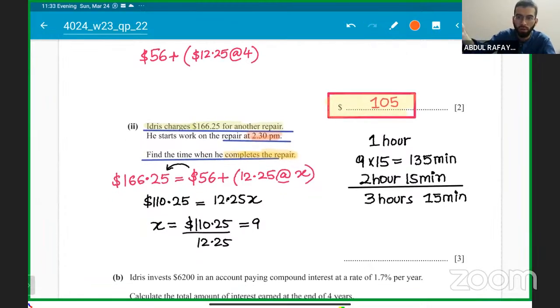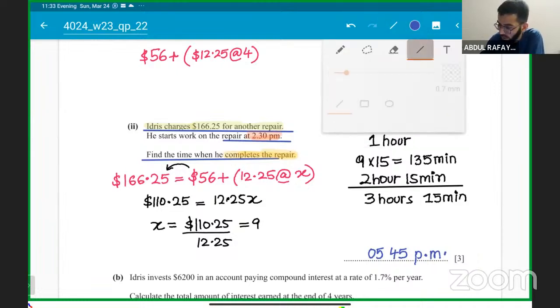So 2:30 will be 3:30, 4:30, 5:30, and 30 minutes plus 15 is 5:45. Okay, so the answer should be coming, students, sir. 5:45 PM is the time now, that at the time that this job will finish. Okay, at the time of the completing of the repair, it will be 5:45 PM.